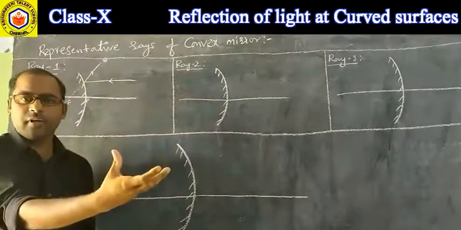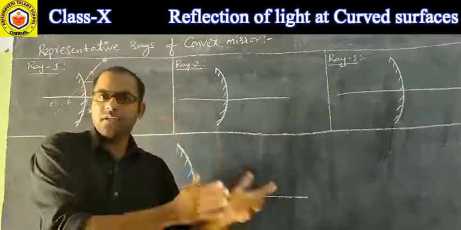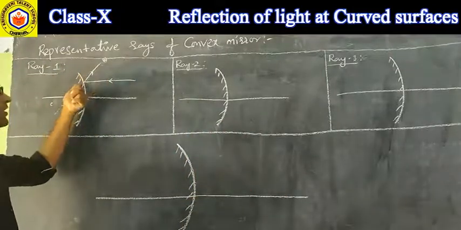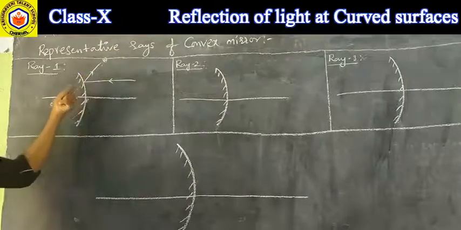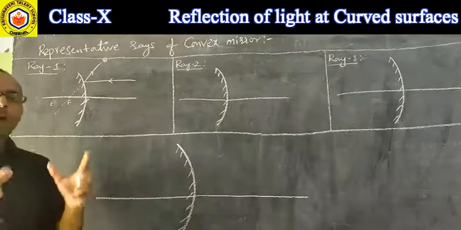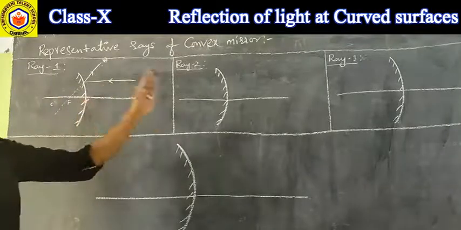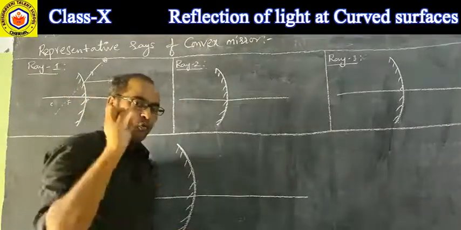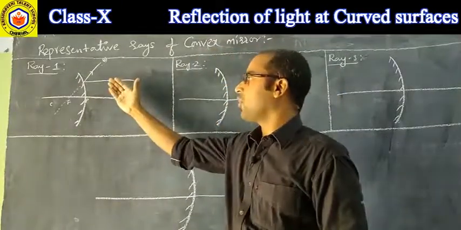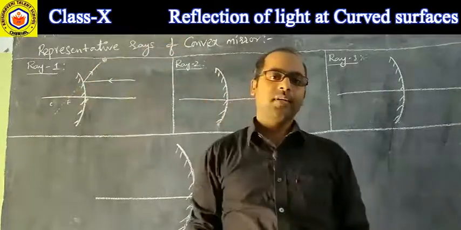In case of concave mirror, what we have seen is that when a ray is parallel to the principal axis, after reflection it passes through the focus. That is a real ray. But here the ray is diverged, and when you extrapolate the reflected ray, it appears to pass through the focus. Here we are including one thing, that the ray appears to pass through the focus. So what is the first ray? When a ray parallel to the principal axis is incident on the convex mirror, after reflection it appears to pass through the focus.